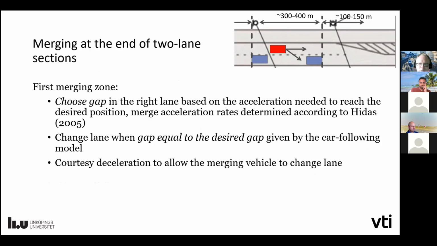And here we have a gap choice modeling based on the models from HEDAS in the Artemis model. Slightly different because here the red vehicle would, in principle, never consider to merge behind the vehicle it's currently overtaking, at least not if it's side by side or partly passed. But there's also modeling on the courtesy deceleration of the vehicles in the right lane.